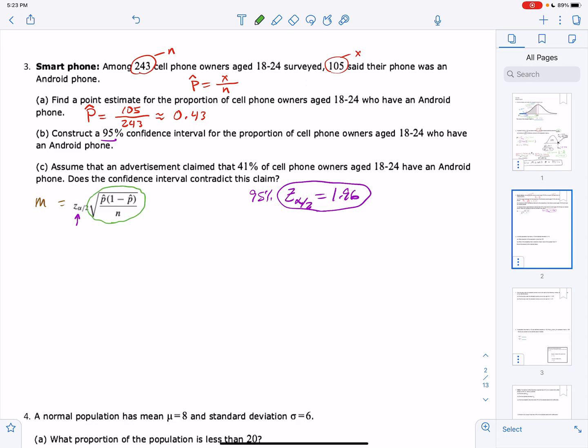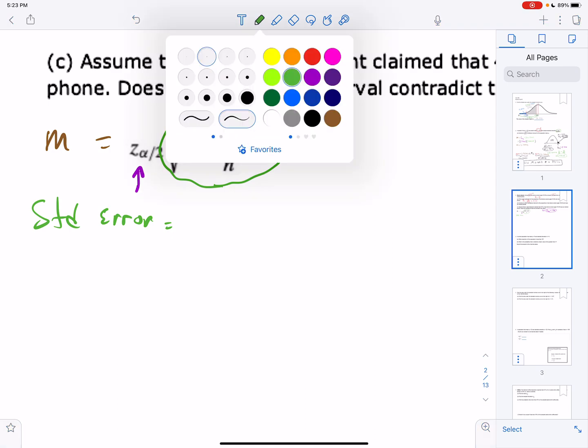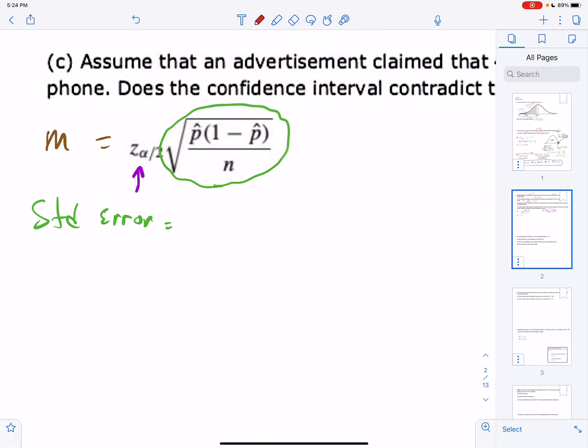All right, let's see, I'm trying to save space. So standard error. I think I'll zoom in a little bit. So standard error, well, that's going to be p hat. Remember, p hat was our point estimate that we found earlier. I'll go ahead and make that in red since that's what color I used before.